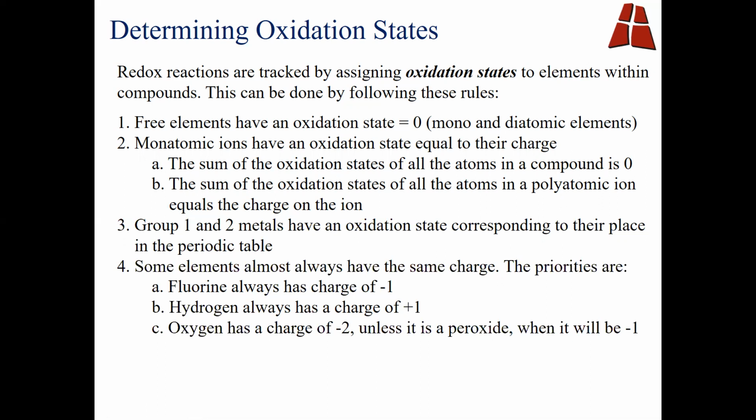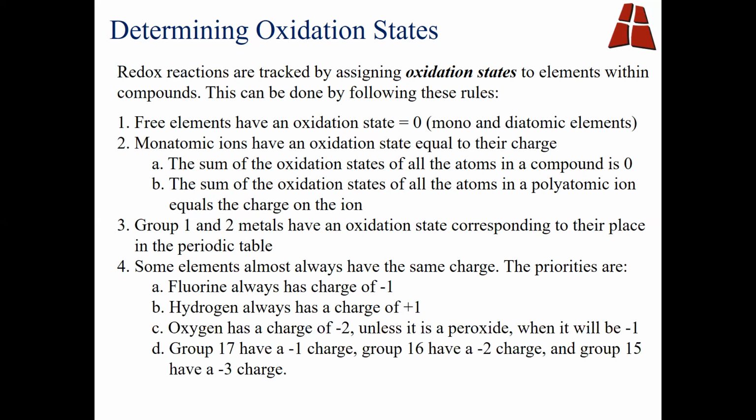Next up, oxygen almost always has a charge of -2, unless it is a peroxide, in which case we have two oxygens that are bound together that are also bound to other things. So hydrogen peroxide is a classic example where we have H2O2. In that case, oxygen's oxidation state would be -1.